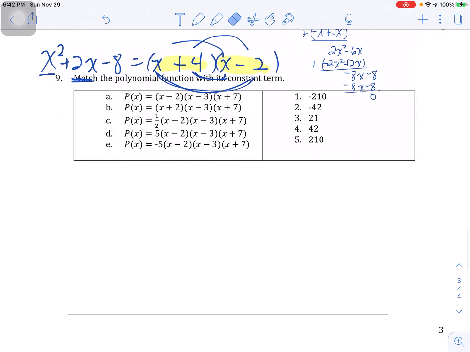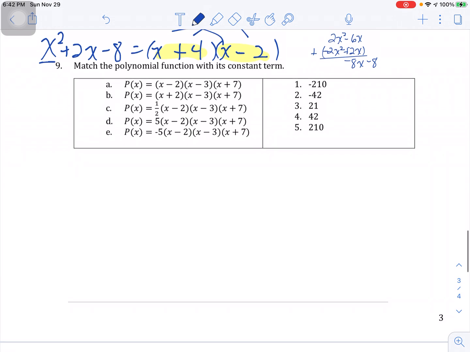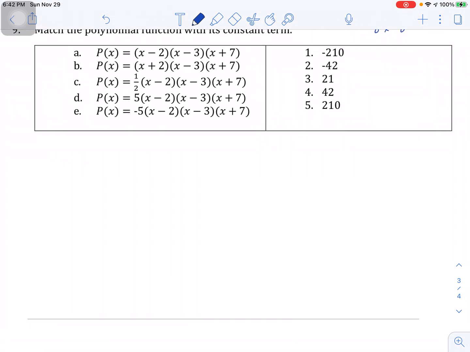Number 9, our last one here. Let's take a look at that quickly. Match the polynomial with its constant term. So the constant term is always the product of these last terms in the binomial factors. So if we take negative 2 times negative 3 times positive 7, we'll get 6 times 7 or 42. So A is 4. B, we have 2 times negative 3 is negative 6 times 7 is negative 42, so that one is 2.